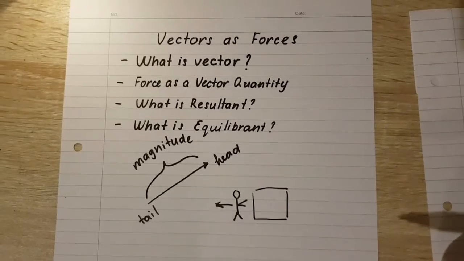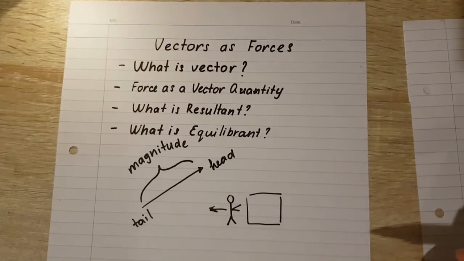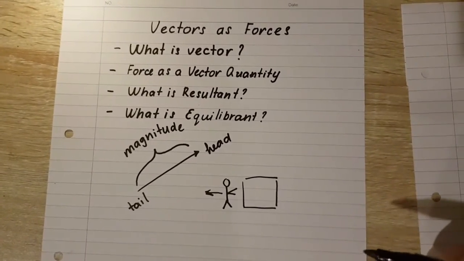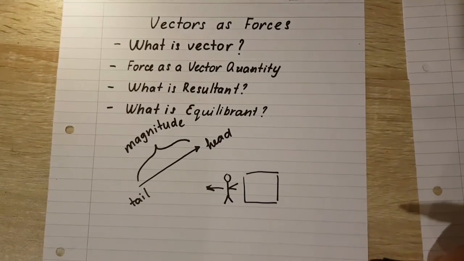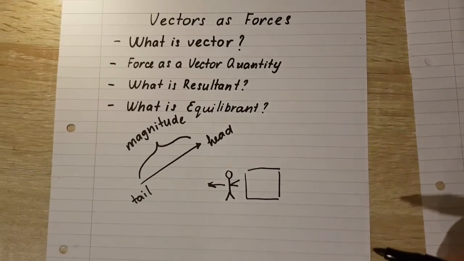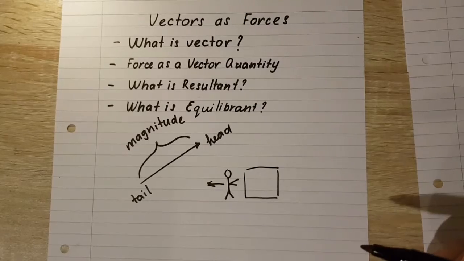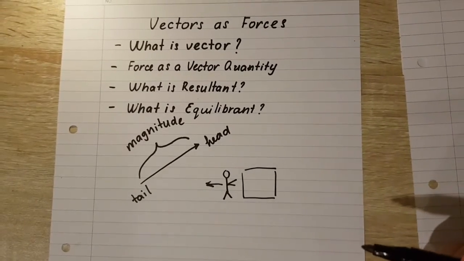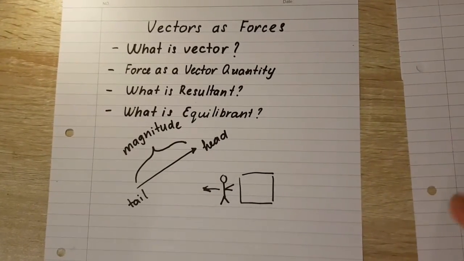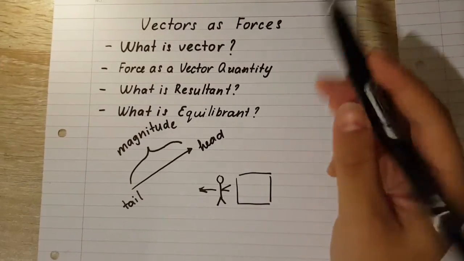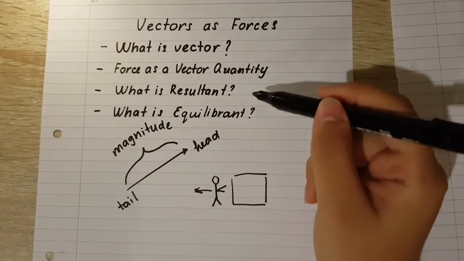Similarly, the description of a force without specifying its magnitude and direction has little practical value. Because force is described by both magnitude and direction, it is a vector. The rules that apply to vectors also apply to forces. So after talking about this, we can talk about the resultant.